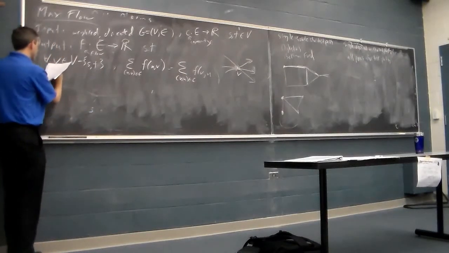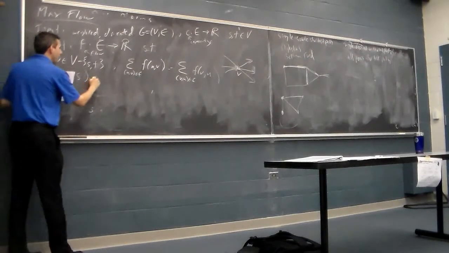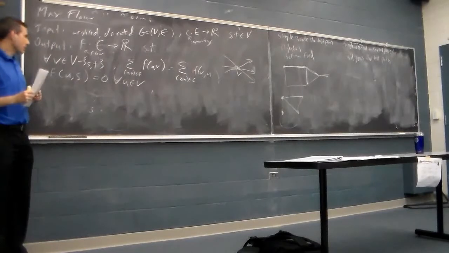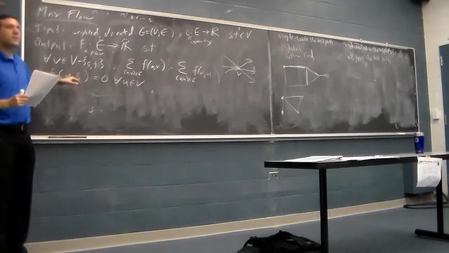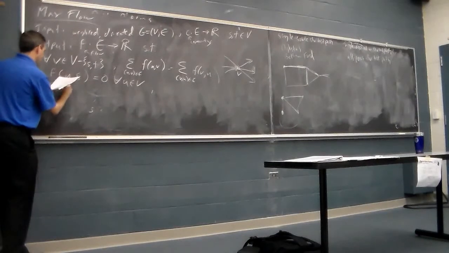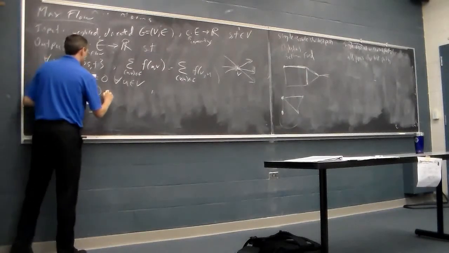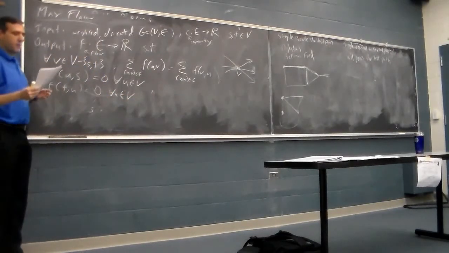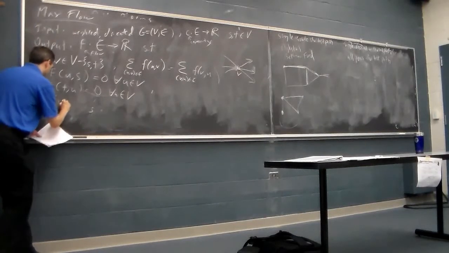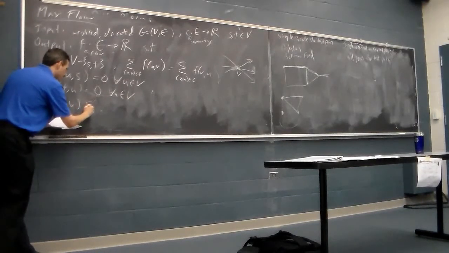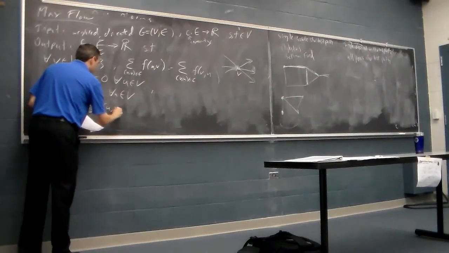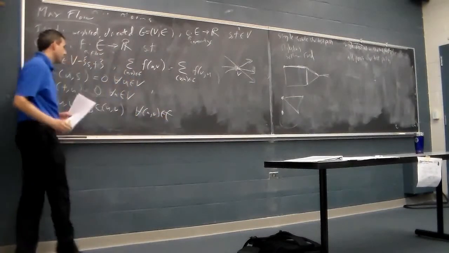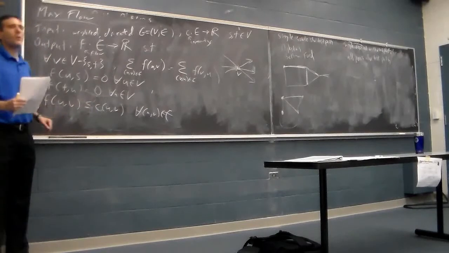Okay, the second property we need is that the flow from U to S is 0 for all U. In other words, there's no flow going into the source. The flow from T to U is equal to 0 for all U in V, so there's no flow coming out of the sink. And then finally, F(U,V) is less than or equal to C(U,V) for all (U,V) in E. So the capacity is the upper limit on the flow on any particular edge.